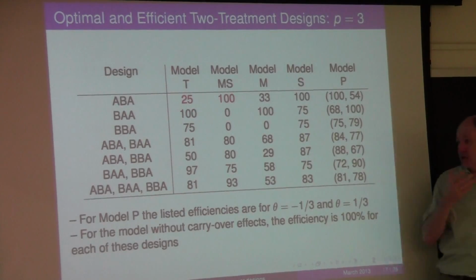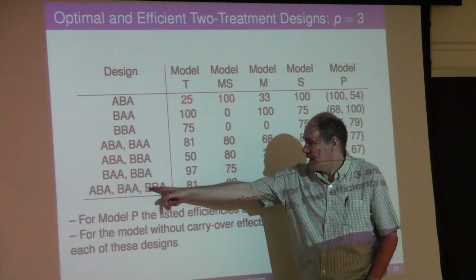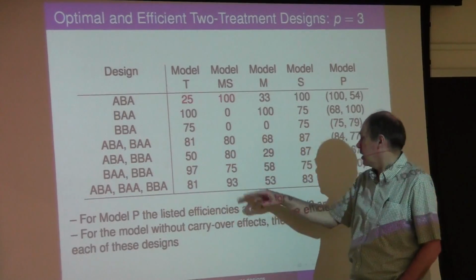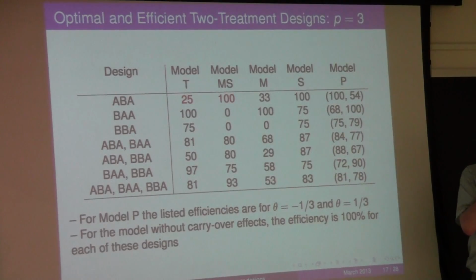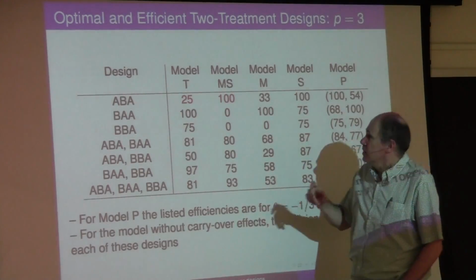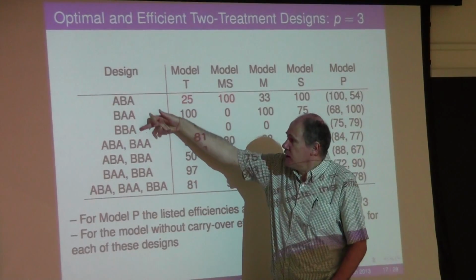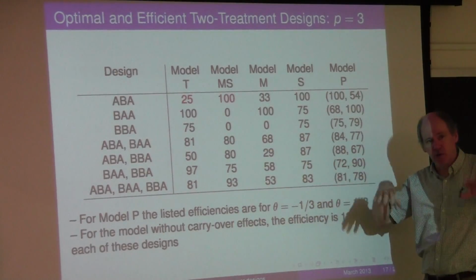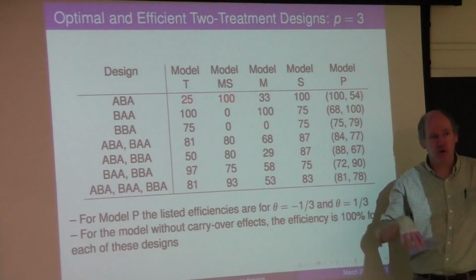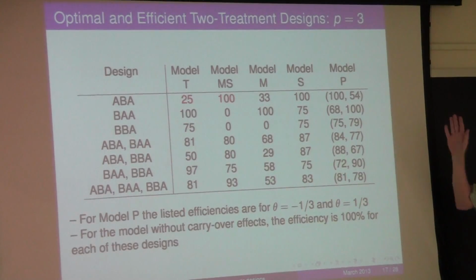But for example, this last design here, 81, 93, this is not so hot, 83, 81, 78. It's not optimal in any of those cases. It's not unreasonable either. Of course, if you have designs with fewer sequences, you tend to get things that go up and down a little bit more. Those designs are much more susceptible to what model you're going to use. They can be excellent on some models and then horrible on other models.